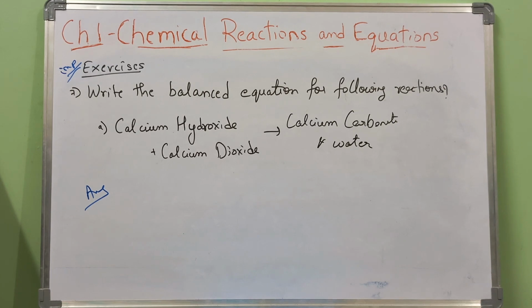So in this exercise, we'll start with question number 7. What is question number 7? They are asking, write the balanced equation for the following reactions. Let's see the A part.